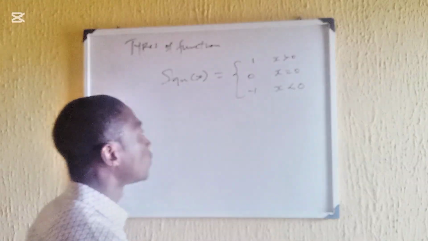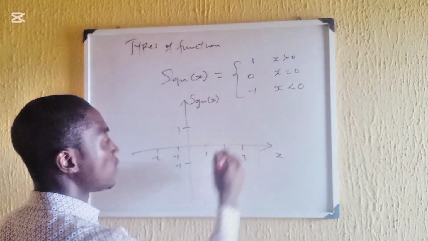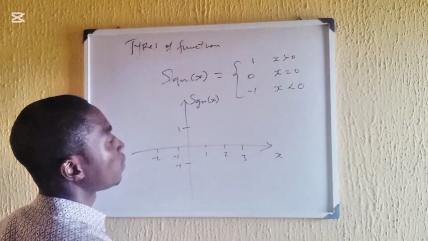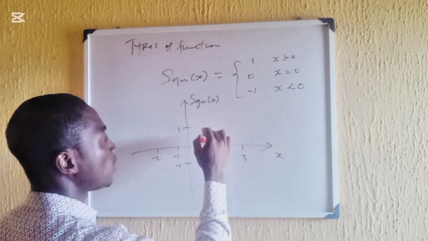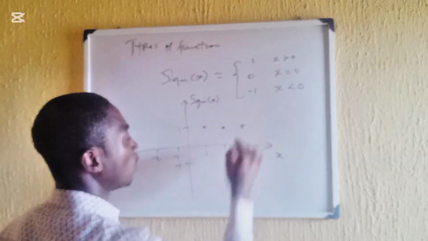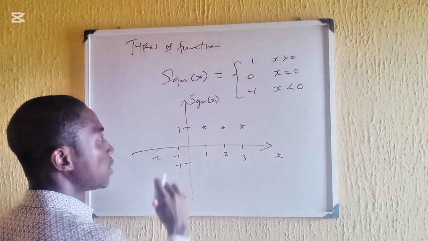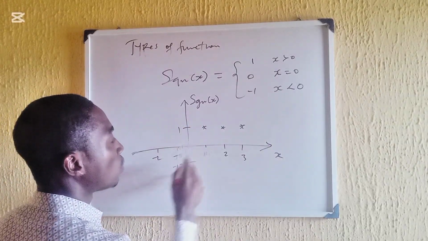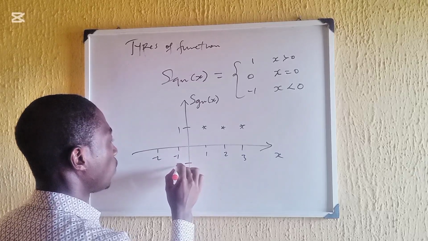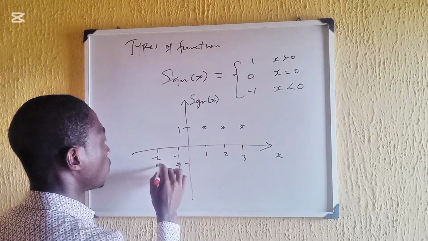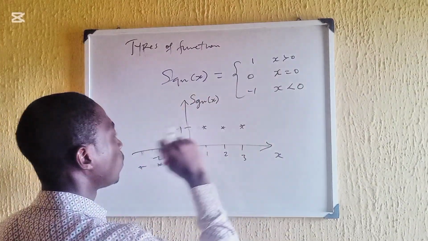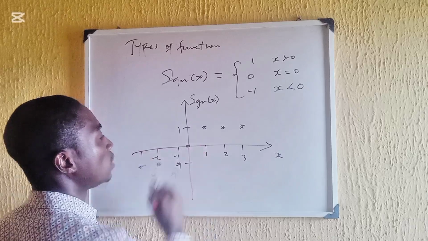Let's plot the graph. For values greater than 0, that means 0 point something. So let's take, for instance, from 1, we'll have this, we'll have this, we'll have this. When x is less than 0, minus 1. So that means around here, when x is minus 1, we're having minus 1, minus 1, minus 1. Then when x is equal to 0, the signum function is 0. That should be at this point.